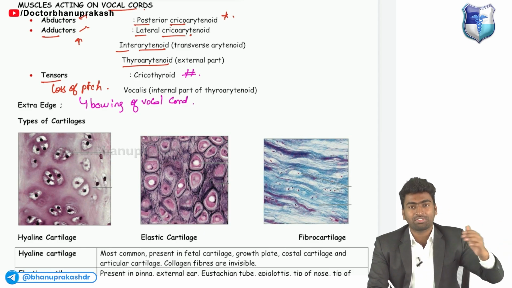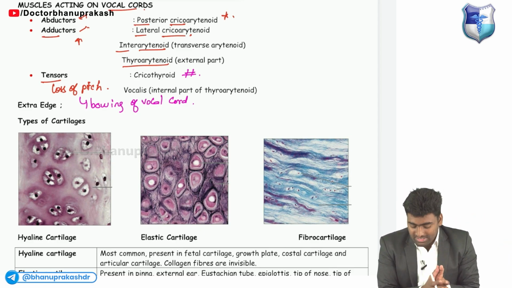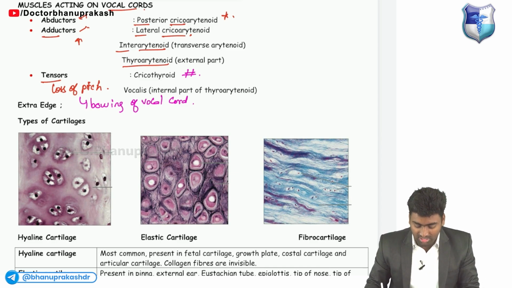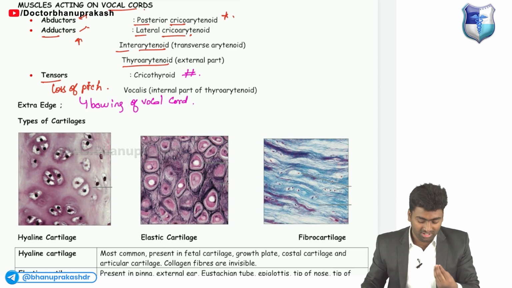Just remember one thing, they will give this: a patient presented with loss of pitch, and on evaluation there is bowing of the vocal cord. Which muscle is damaged in this condition? It is the cricothyroid muscle. Right?